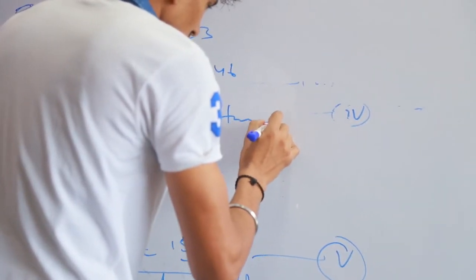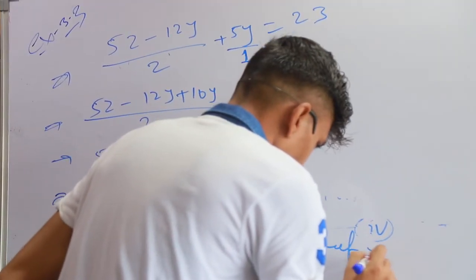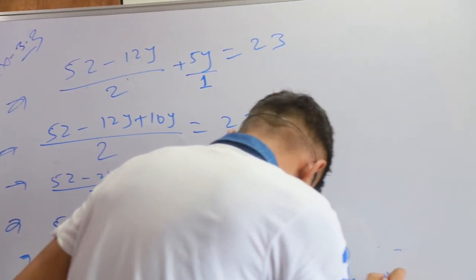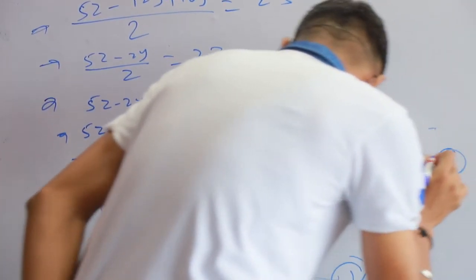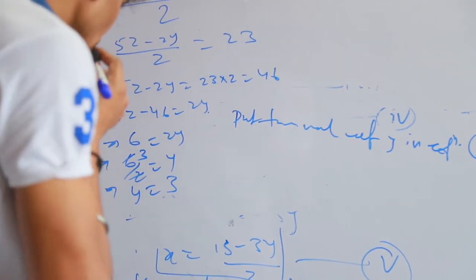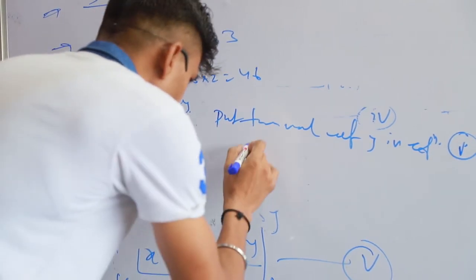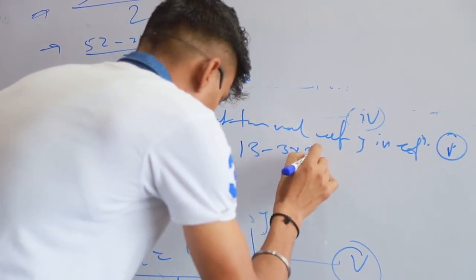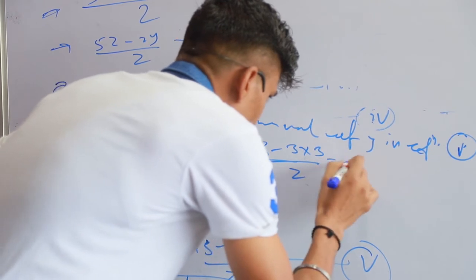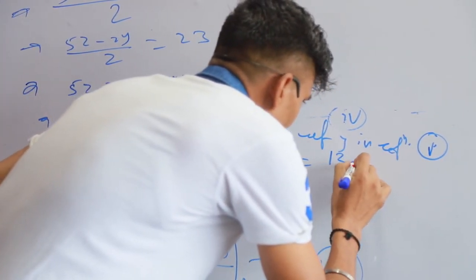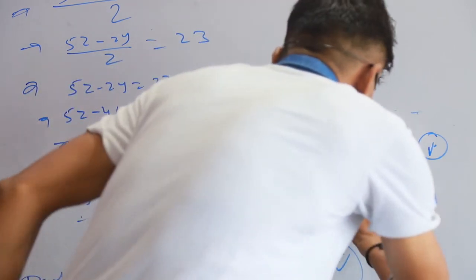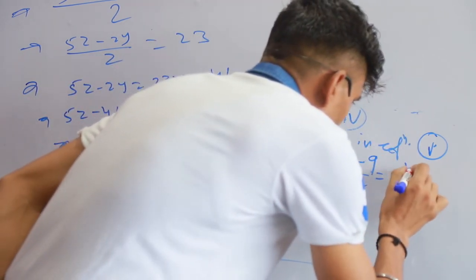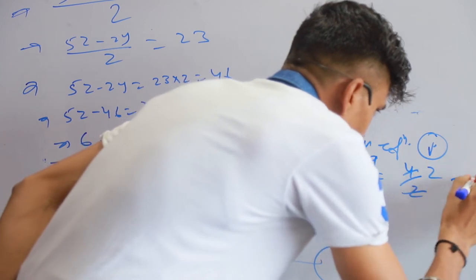Now put the value of y in equation fifth. That means what the value of y? That is 3. That means 13 minus 3 into 3 by 2. That means 13 minus 9 by 2. That is equal to 4 by 2. That is 2.